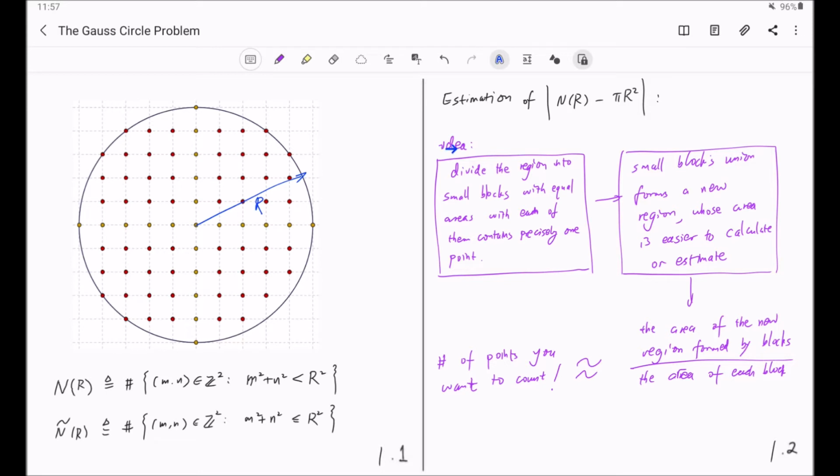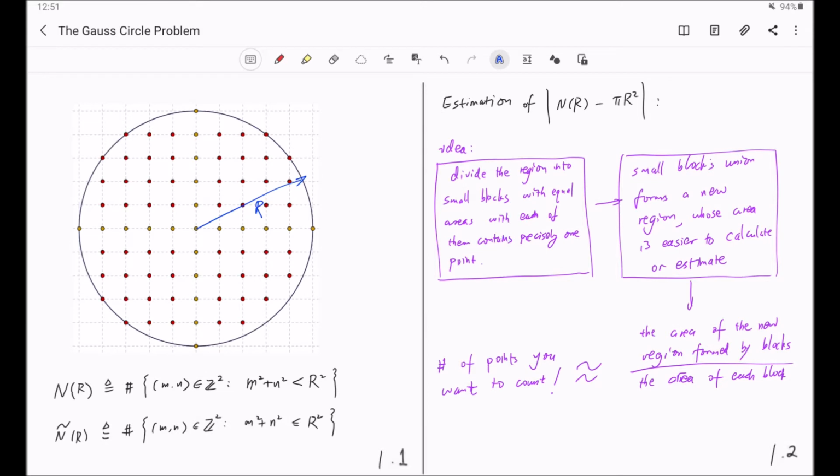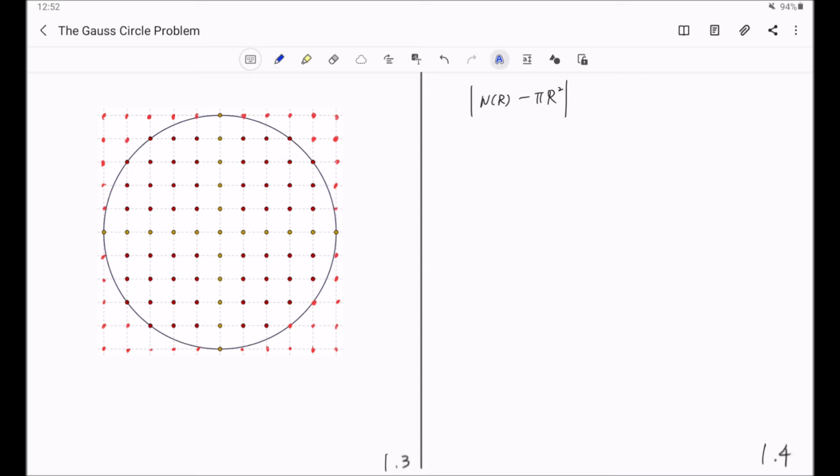So now let's carry out this idea. In the first step of our idea, we want to divide the region into small blocks with equal areas, with each of them containing precisely one point. What we are going to do in this situation is use the blocks consisting of squares of side length equal to 1 centered at those integral points. That is the most natural choice for us. So let me write this down carefully.